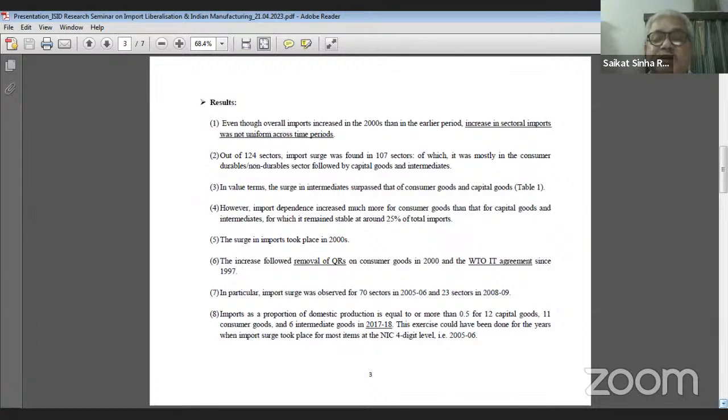Imports as a proportion of domestic production is equal to or more than 0.5 for 12 capital goods, 11 consumer goods, and 6 intermediate goods in 2017-18, for which the import surge has happened during either 2005-06 or 2008-09. This exercise could have been done for the years when import surge took place for most items at the NIC 4-digit level, that is in 2005-2006, and we could have seen what the trend in import surge has been over the years.